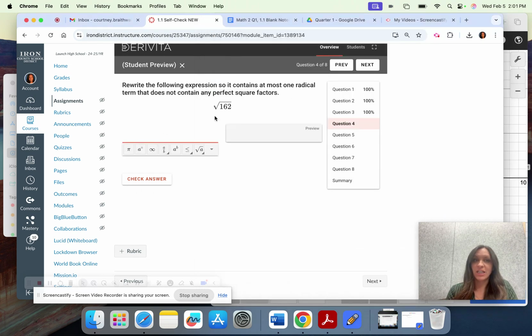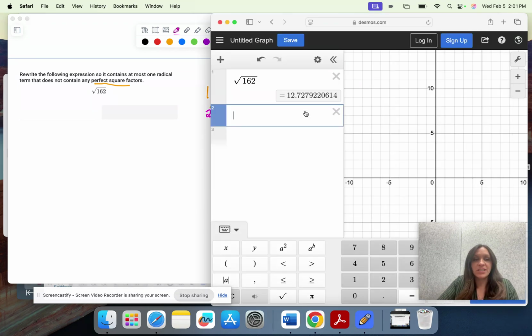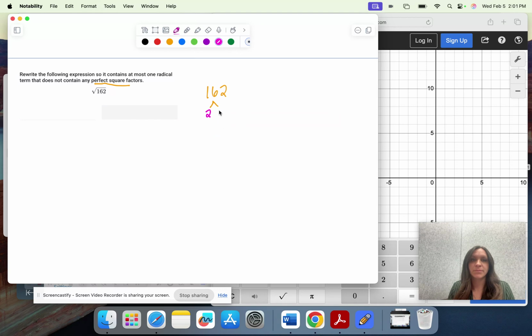That's not the answer here. We're going to rewrite it. So let's go, and we want to take out perfect square factors. So our first step is to factor what's underneath. So 162. I always like to start with just dividing by 2. Okay, so 162 divided by 2 is 81.